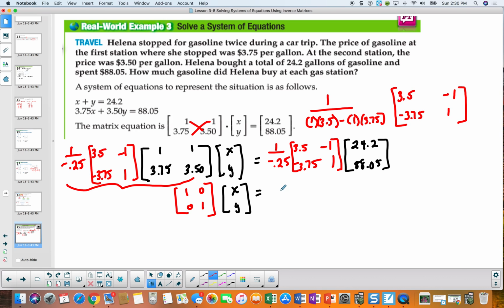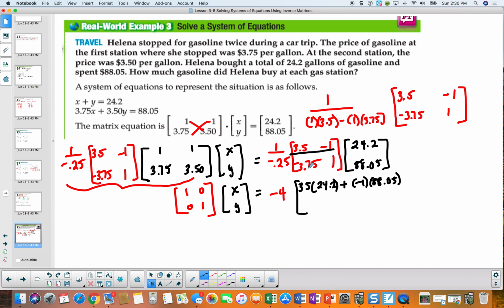But right here, I know this is going to be 1 divided by negative 0.25, and if you put that in the calculator, that's going to be negative 4. All right, and now I'm going to multiply this row with this column. So this is going to be 3.5 times, maybe I should erase this part right here, 3.5 times 24.2 plus negative 1 times 88.05.